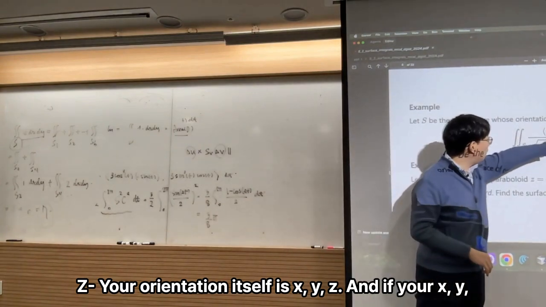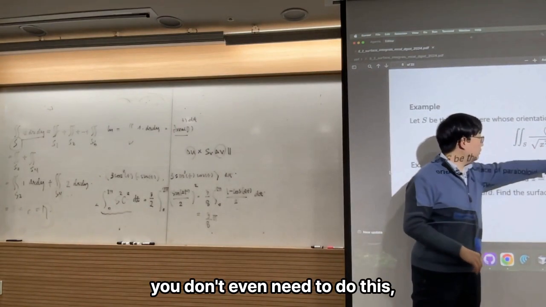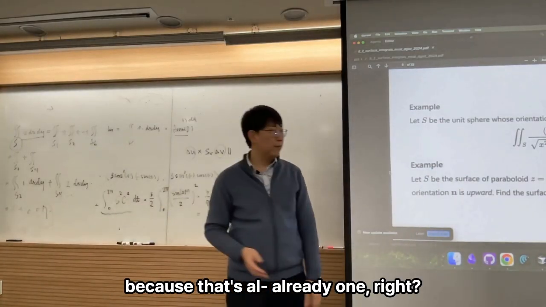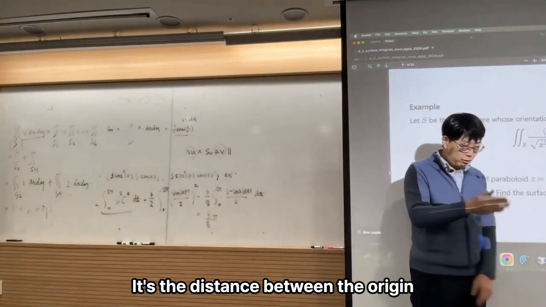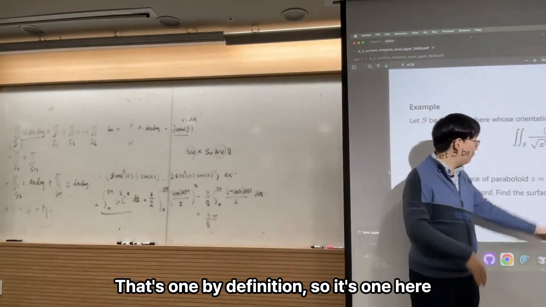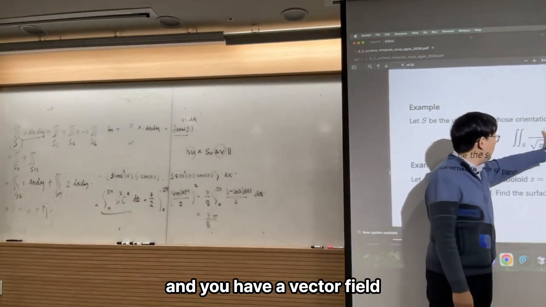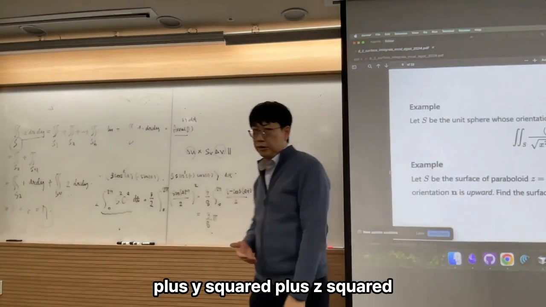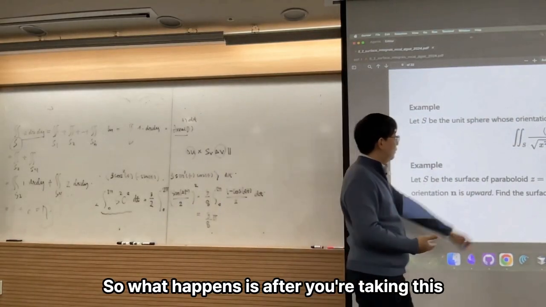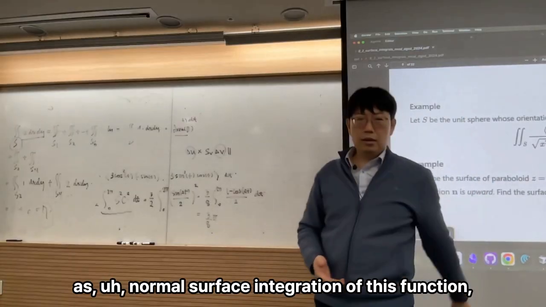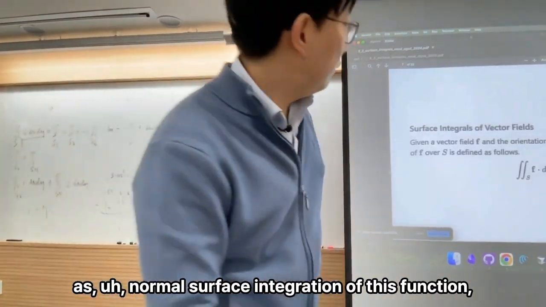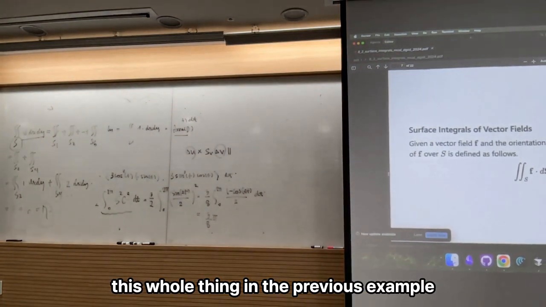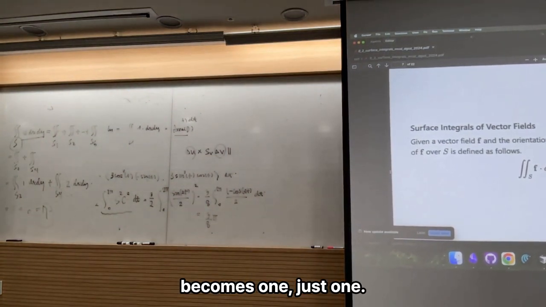And if your x, y, z is on the unit sphere, you don't even need to do this, x squared plus y squared plus z squared, because that's already 1, right? It's the distance between the origin and the point on the unit sphere. That's 1 by definition. And you have the vector field and the orientation inner product to get x squared plus y squared plus z squared, which is also 1. So after taking this as a normal surface integration, the f times n, this whole thing becomes just 1.